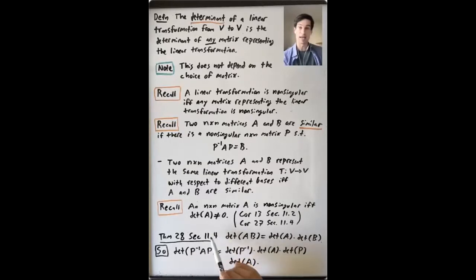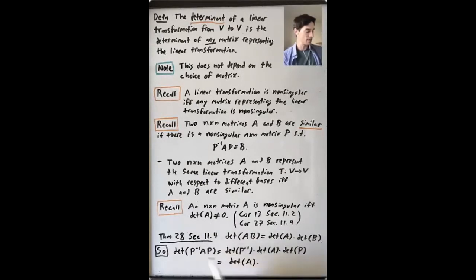I encourage you to check it out, but this is not something that you'll need to know the proof for in this course, but you should be comfortable using this fact. So now, what do we need? We just need to see that the determinant of P inverse AP is equal to the determinant of A.